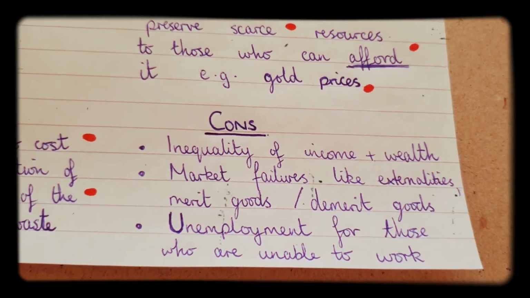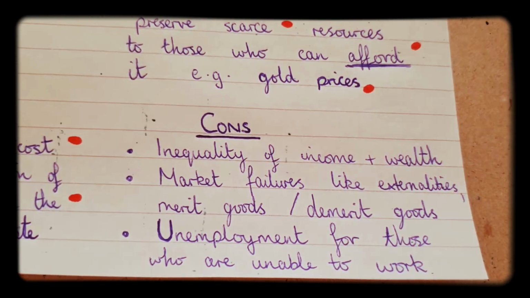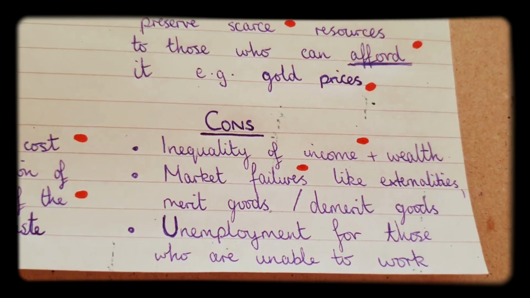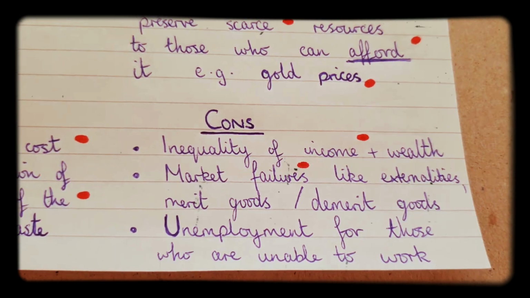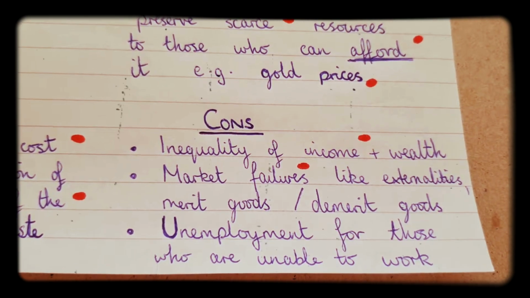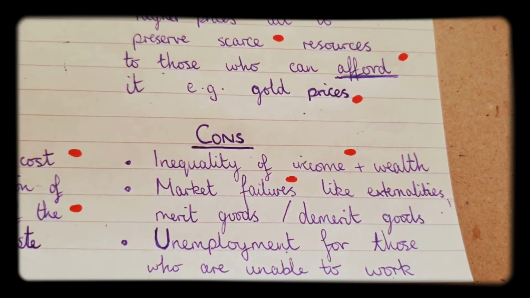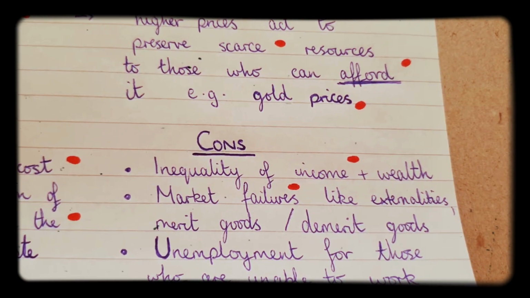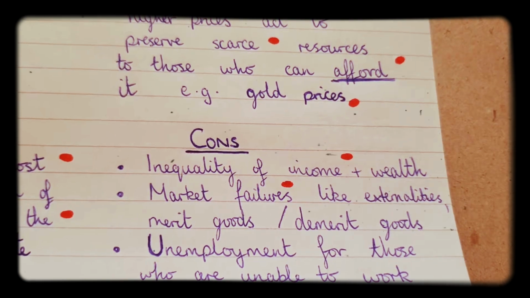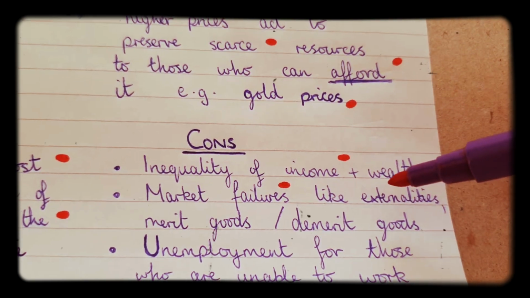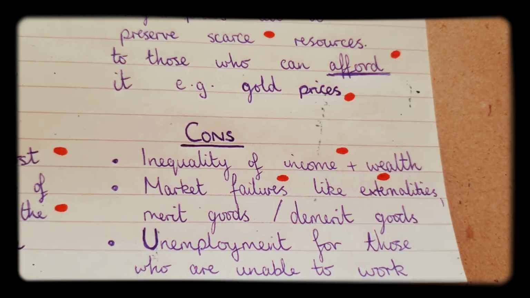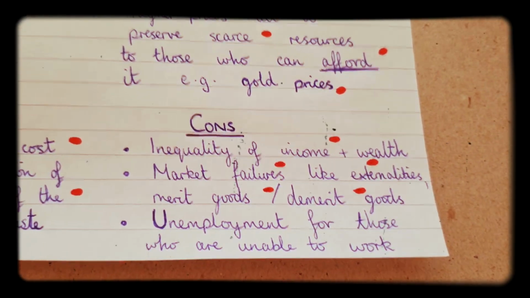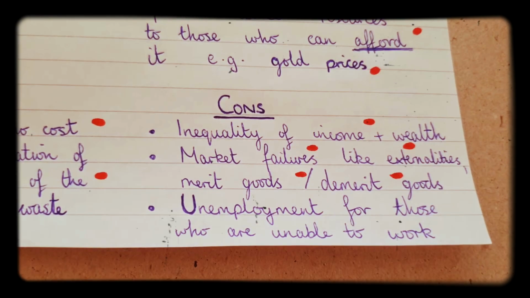Now, the cons. The downside of the price mechanism is that it's going to lead to some market failures. For example, inequality of income and wealth is likely, because some people will earn more than others. Some people will charge higher prices and be rewarded more highly for certain things than other people. Other market failures like externalities won't be accounted for. Merit goods, demerit goods, and public goods will not be accounted for by the price mechanism.